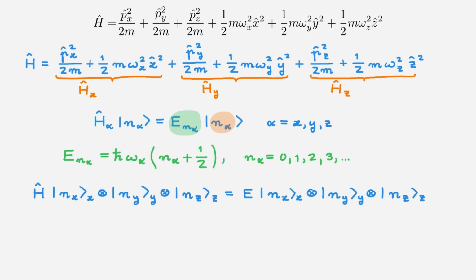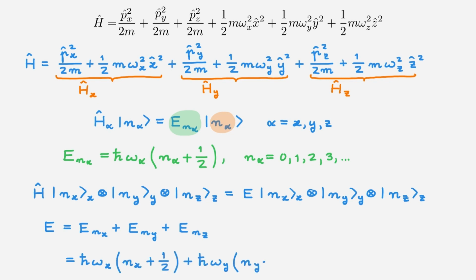From the video on the general three-dimensional quantum harmonic oscillator, we know that the energy eigenvalues of the three-dimensional quantum harmonic oscillator are given by the sum of the energy eigenvalues of a one-dimensional harmonic oscillator along the x direction, that of a one-dimensional oscillator along the y direction, and the equivalent term along the z direction. And we can also spell these out explicitly as the term along x, the term along y, and the term along z.